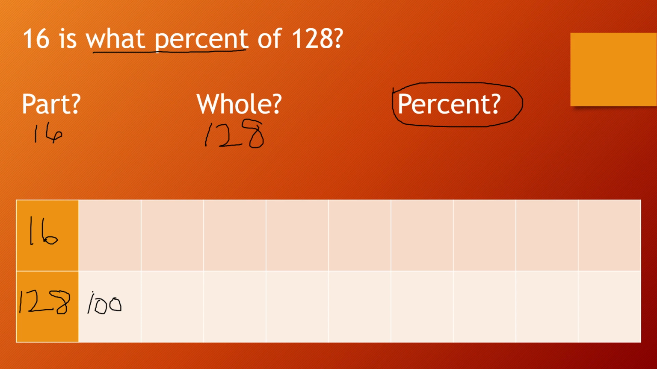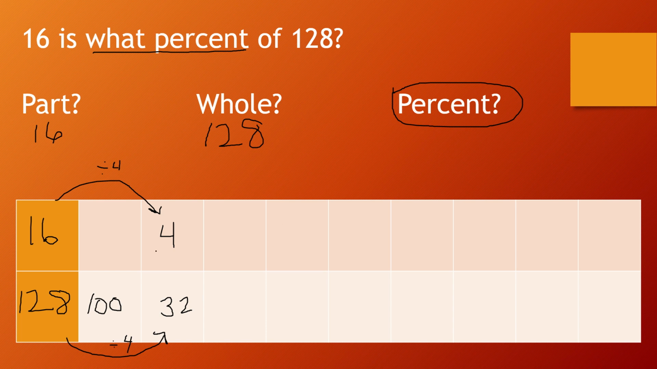So I don't know how to get 128 to 100, but I do know how to divide both 16 and 128 by 4, and I'm going to try to simplify these as much as I can. So I'm going to divide both by 4. Okay, that'll give me 4 here. 128 divided by 4 is, let's see, that would be 2, and that would be 3. So 32, my favorite number.